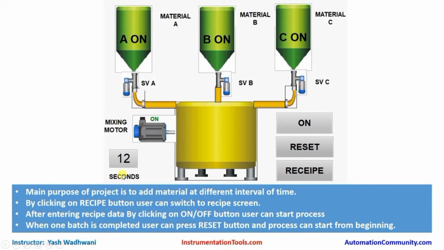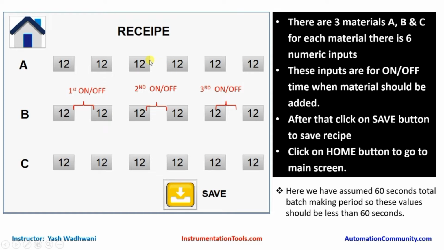Here you can see the running time of the batch that I have displayed. Similarly, after that it should operate at the 20th second, and at the 25th second it should be off. In this way, for each material we can write three on off times: the first on off time, the second time, and this is the third time. Similarly, for each material we can enter this data.